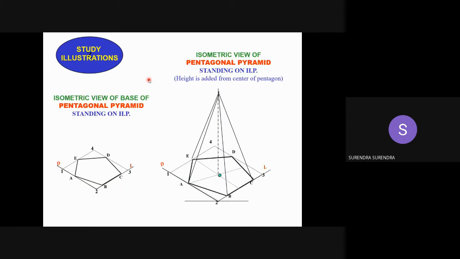No need to draw the middle edges. Only visible edges are sufficient. And even these two lines are not necessary. This is the isometric view of a pyramid when it is standing on its base.